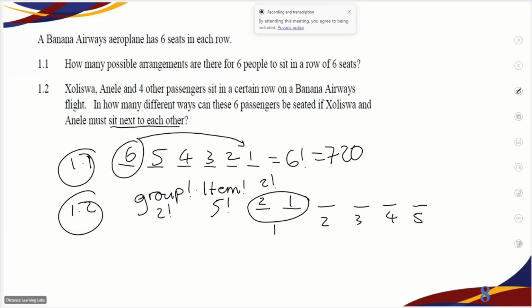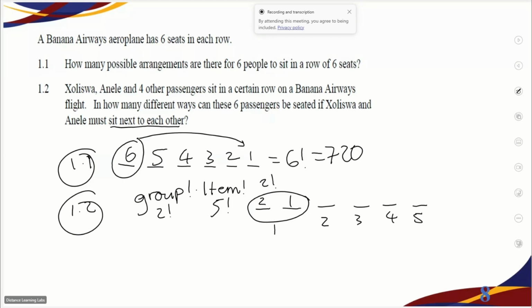Say, for instance, the question said, Toliswa and Anele must sit next to each other on the first 2 chairs. Meaning we are fixing their position. They are only competing for the first 2 chairs. Then the items would be 4. But if Toliswa and Anele must just sit together anywhere on those 6 chairs, then it increases the number of items from 4 to 5.